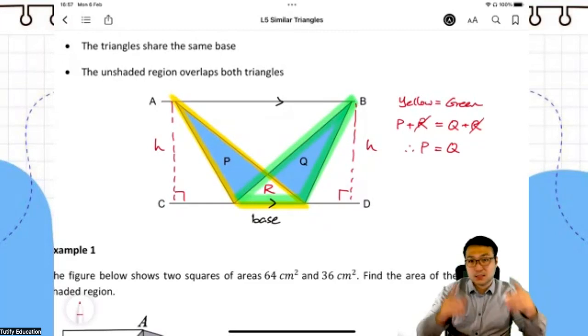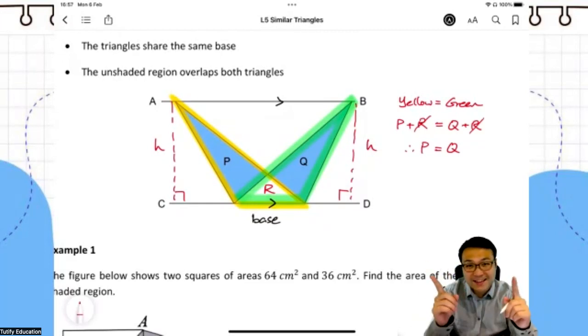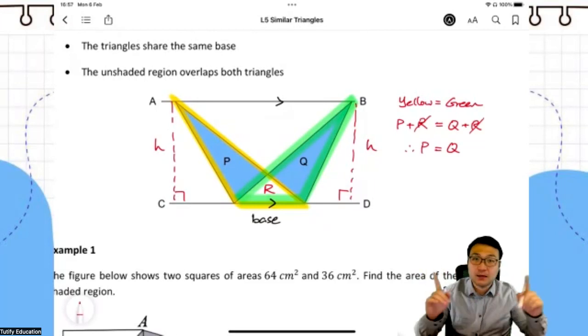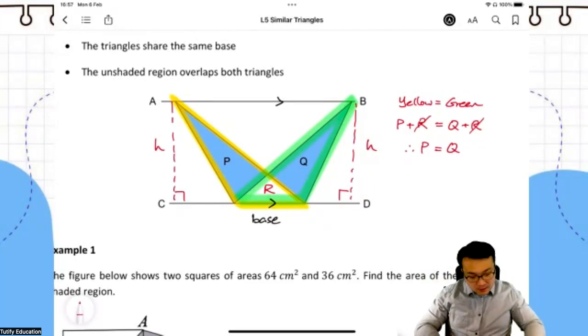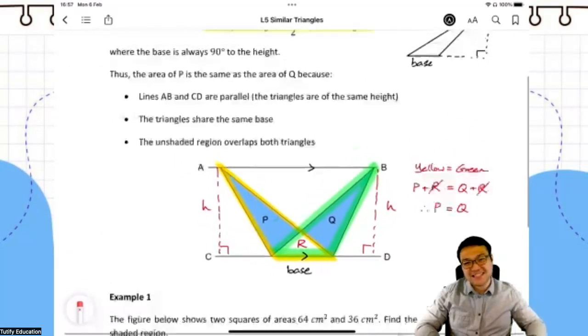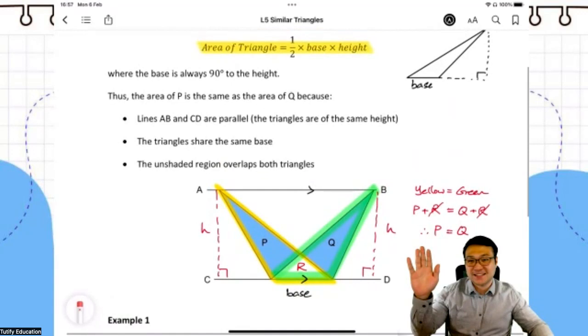So students, next time when you spot a butterfly, then please remember, as long as you have parallel lines, as long as they share the same base, then the area of P will be equal to the area of Q. The wings of the butterfly will have the same area. Okay, students? Any questions? Raise your hand. Anyone?